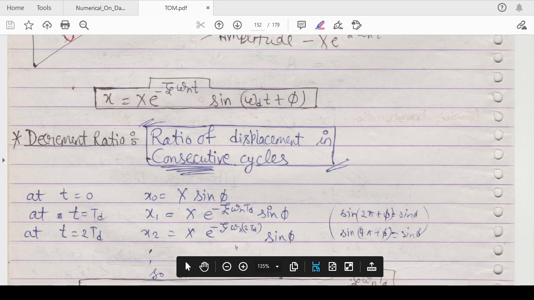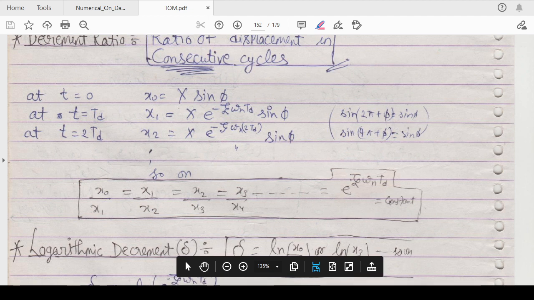Similarly, instead of t you put the td value, and you get x1 equals x e to the power minus zeta omega n td sine phi. Similarly 2 td sine phi and so on. Then take the ratio of x naught by x1. All those consecutive cycle ratios will be equal to e to the power zeta omega n td, which is a constant value, since zeta is constant, omega n is constant, and td is constant.